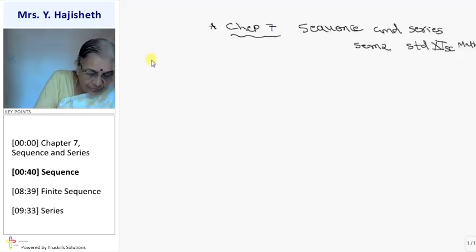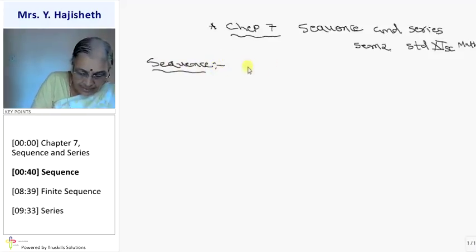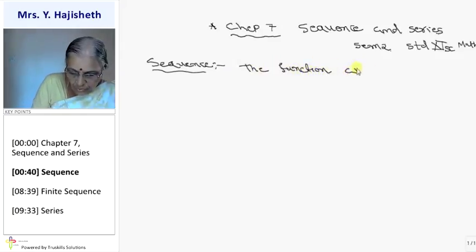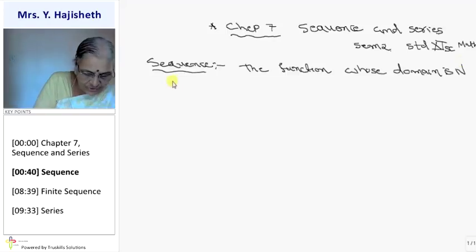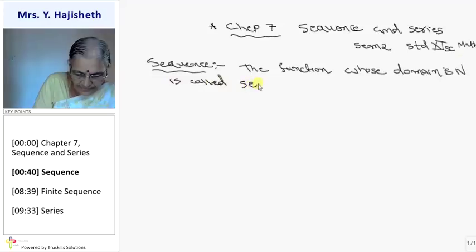Now what do you mean by sequence? See, sequence is a special type of function. The function whose domain is capital N, the set of natural numbers. A function whose domain is capital N is called a sequence.